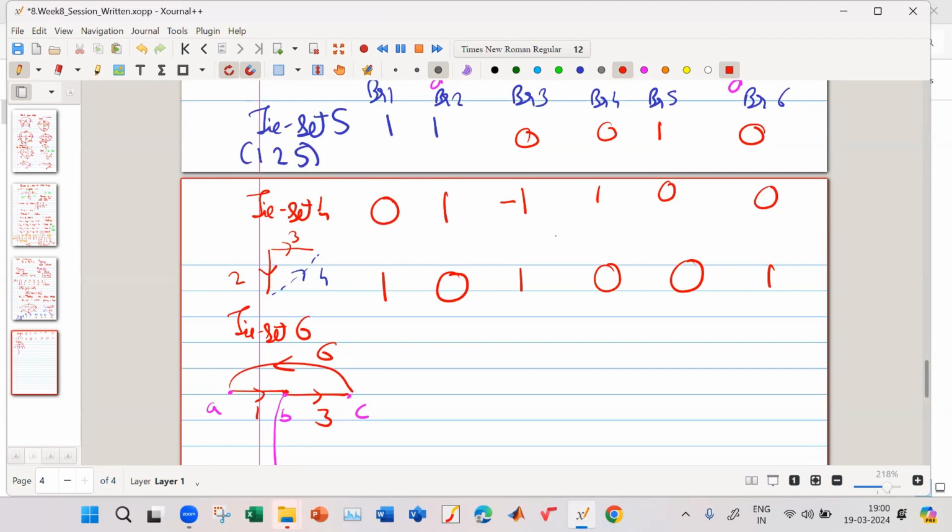But there's something I want you to keep in mind: you must write it as first tie set 4, then tie set 5, then tie set 6. Here I've done it the other way around, first tie set 5, then tie set 4, then tie set 6. But instead it should be tie set 4, then tie set 5, then tie set 6. That is a better way of writing. Okay.